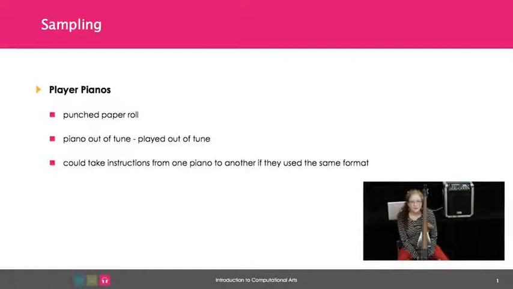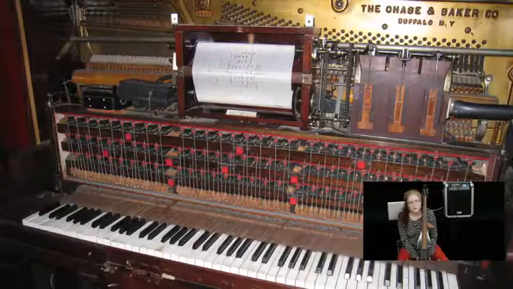So before there were analog audio recordings, there were player pianos. They used a punched paper roll to record and play back pieces of music. If a piano was out of tune, it played the piece out of tune. And the roll could be transferred to another player piano if it used the same format, such as the size of the holes, the thickness of the paper, etc.